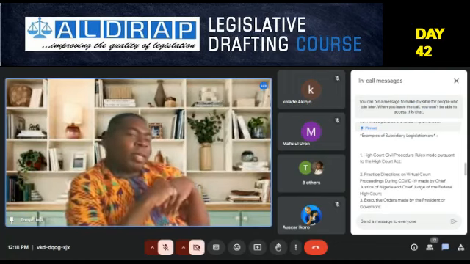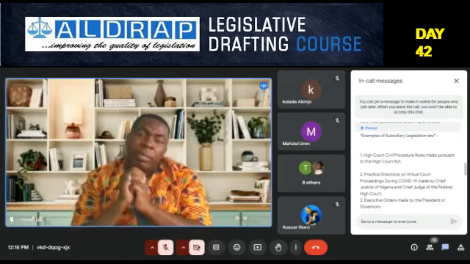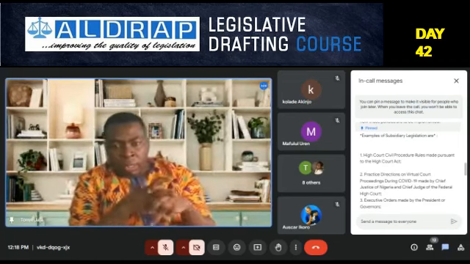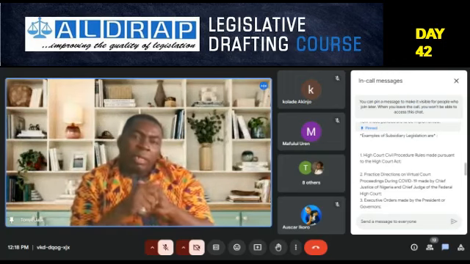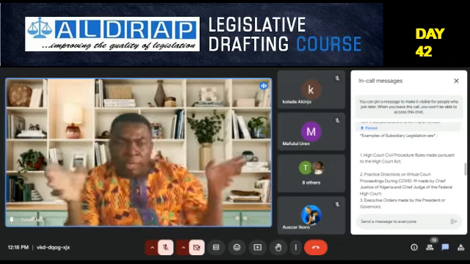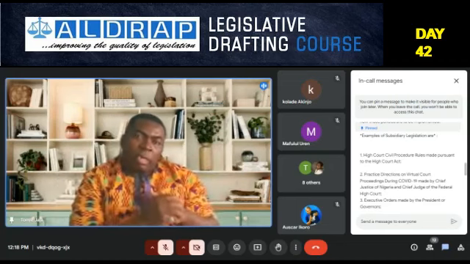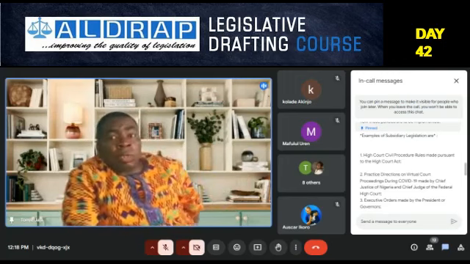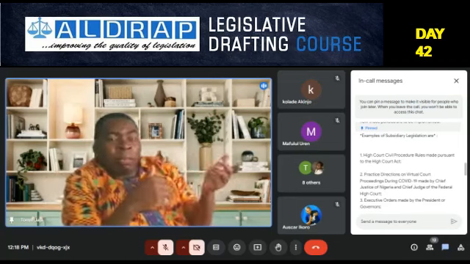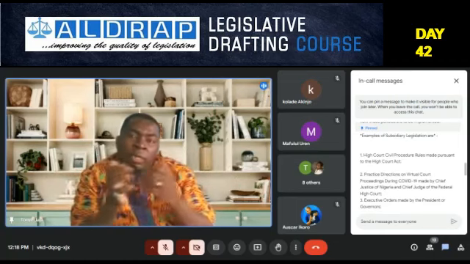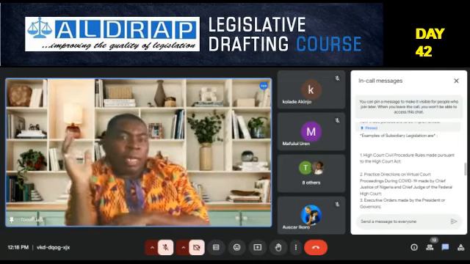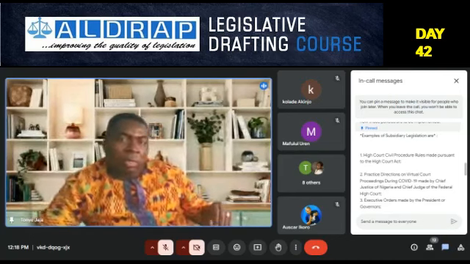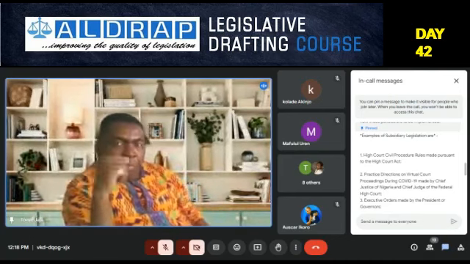So a bylaw is made by a local government's legislative assembly. The enacting formula is different. For primary legislation, the enacting formula, if it's Lesotho, is enacted by the Parliament of Lesotho. In Nigeria, the National Assembly enacts as follows, and you put a dash or colon.